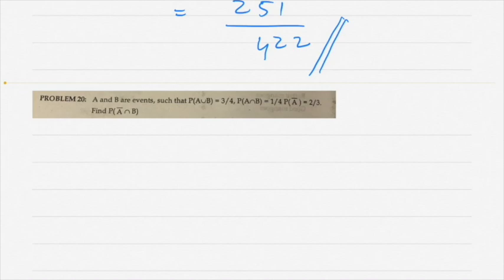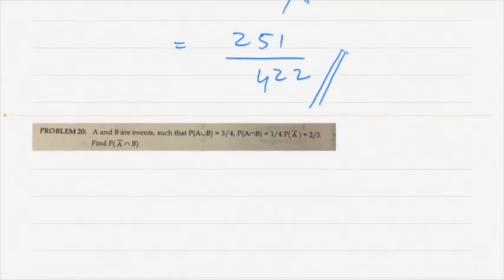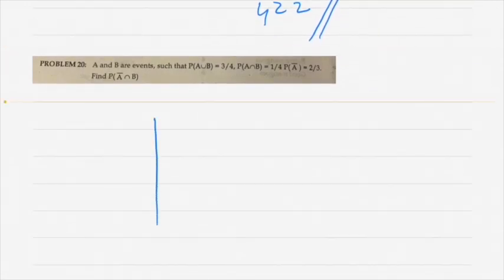A and B are events such that P of A union B is 3 by 4, P of A intersection B is 1 by 4, P of A bar is 2 by 3, and find P of A bar union B. This is a very interesting question. First we will solve this diagrammatically so that it will be easier for you.